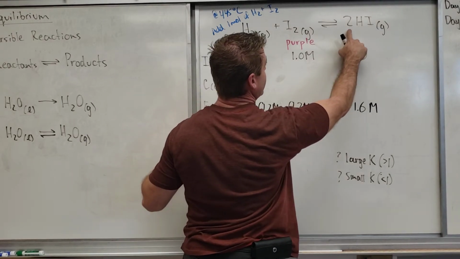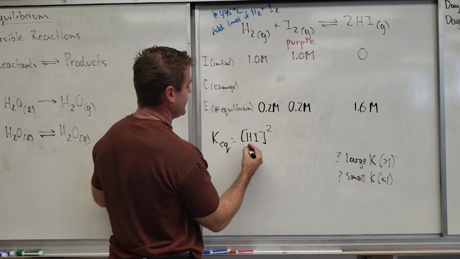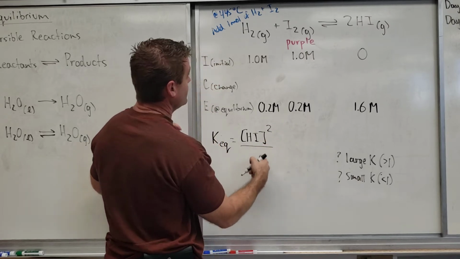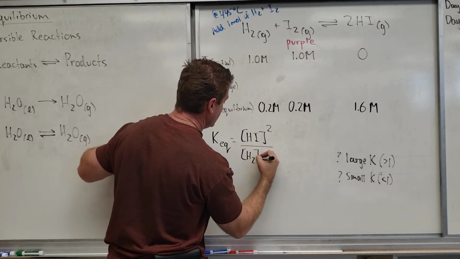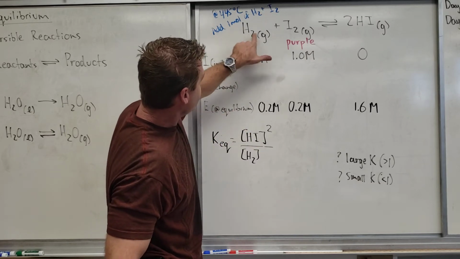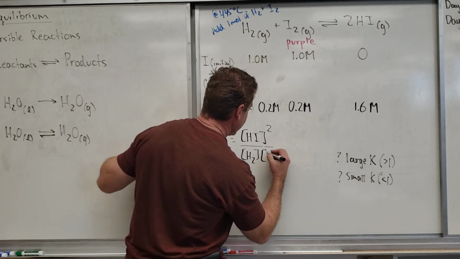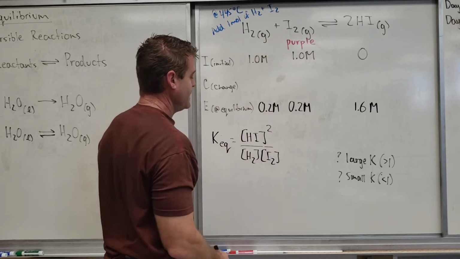You've got to raise it to a power equal to the coefficient. So I take the concentration of my hydrogen iodide at equilibrium and square it, over the concentration of my reactants. I've got the concentration of H2. Notice I'm not raising it to a power because the coefficient is 1. And then I multiply that by the concentration of iodine. Once again, that's raised to the first power, so I don't indicate that.